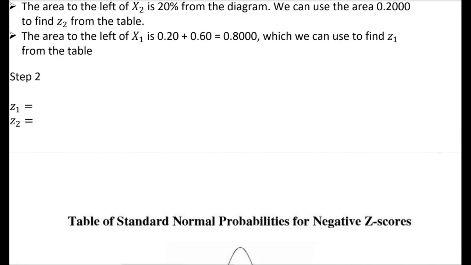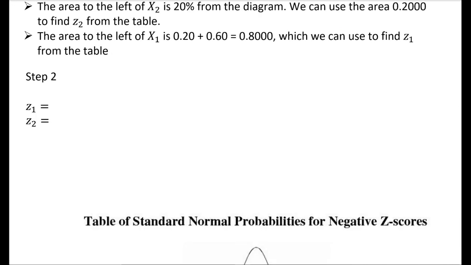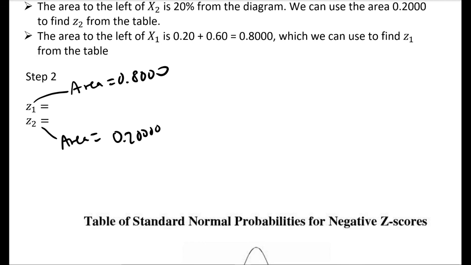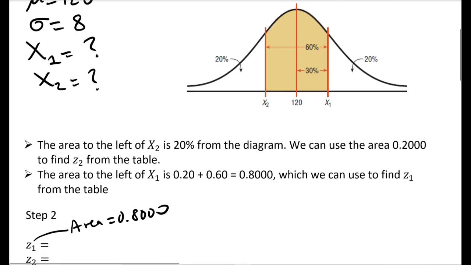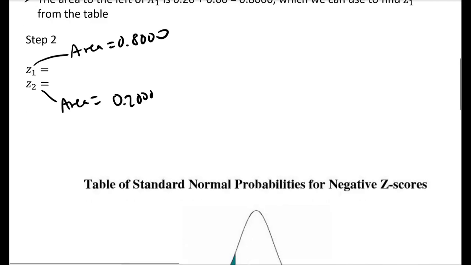All right, so now we got the areas for both of those. So the area for z1, again, recall, is 0.8000. The area for z2 is 0.2000. All right, so now that we got those two areas, we're going to look them up on the table.